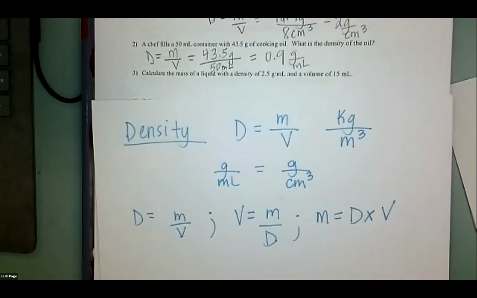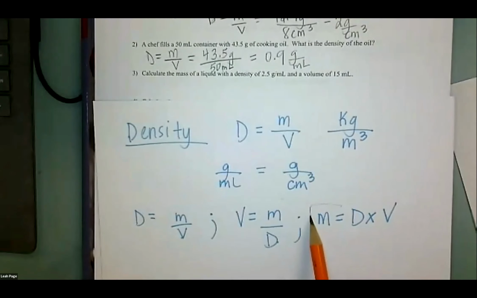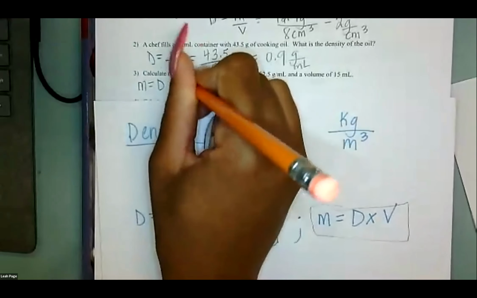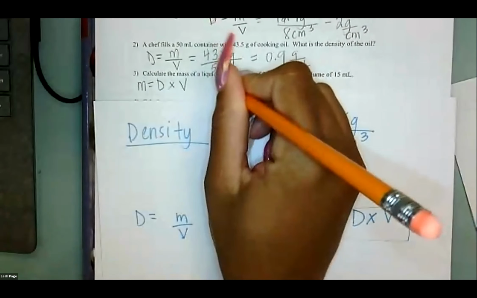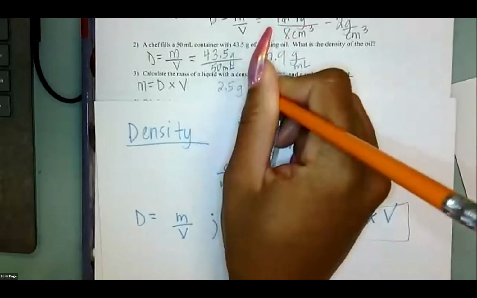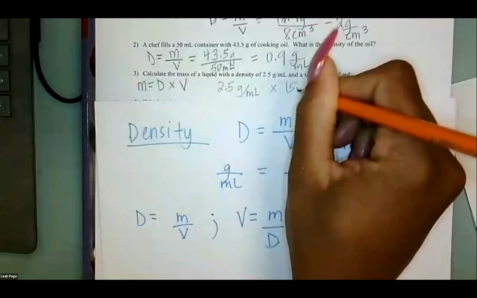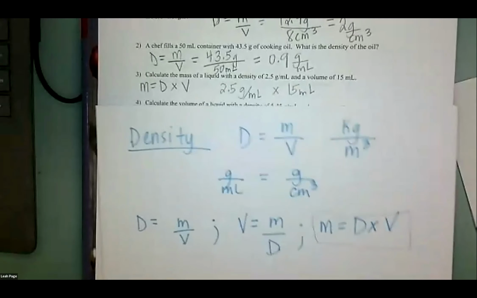All right, number 3 says now we're going to calculate the mass. If we're going to calculate the mass of the liquid, we know that mass equals density times volume. So mass equals density times volume. Which one's my density, guys? 2.5 grams per milliliter. And then we're going to say times the volume, which is 15 milliliters.